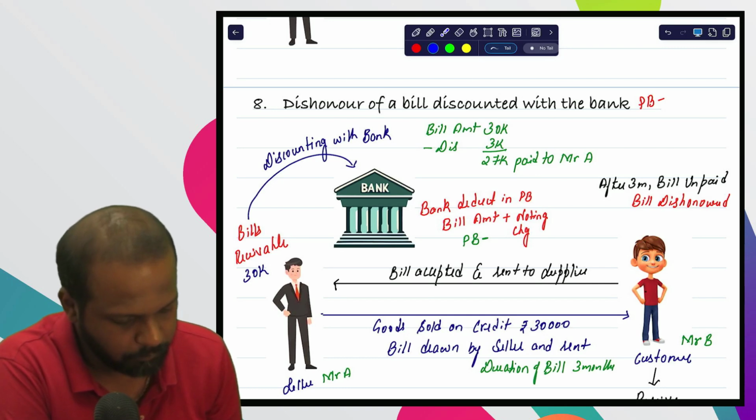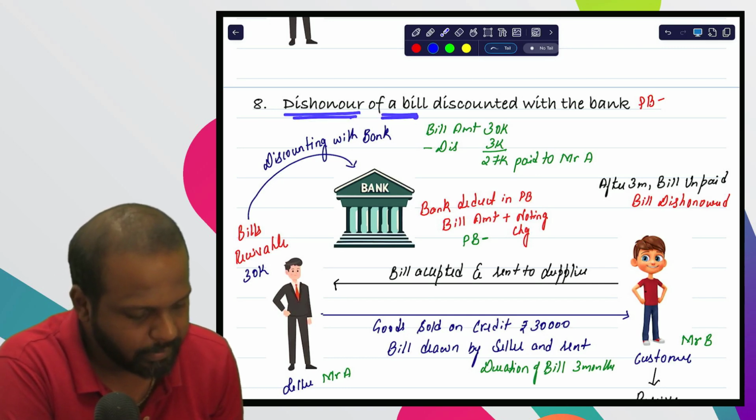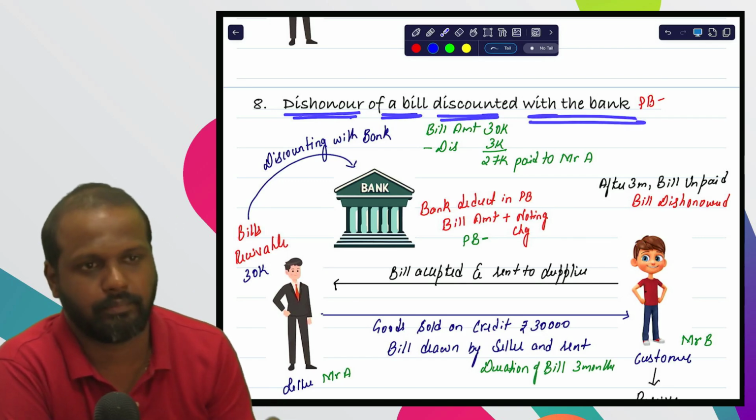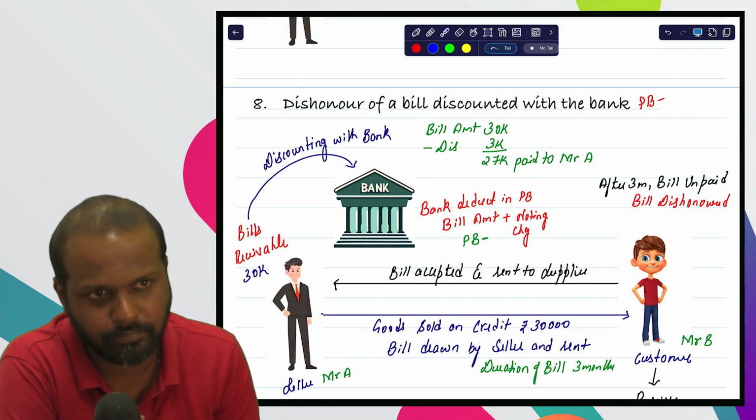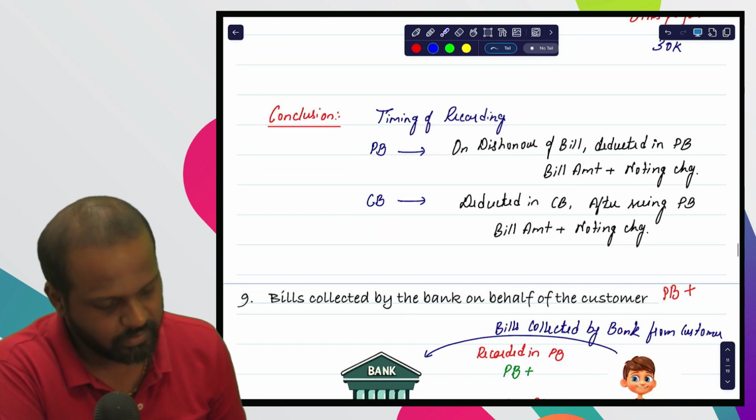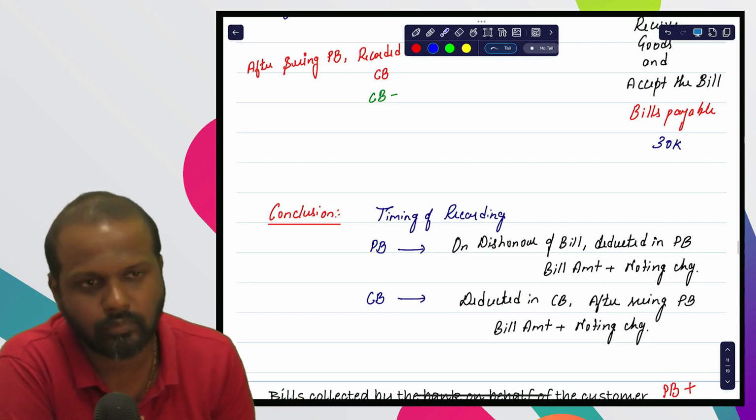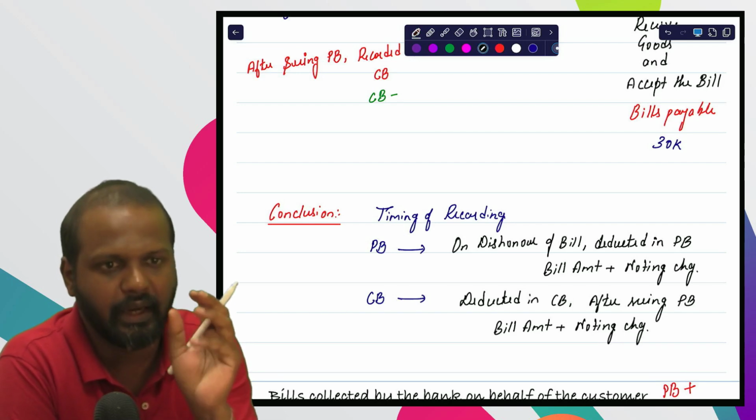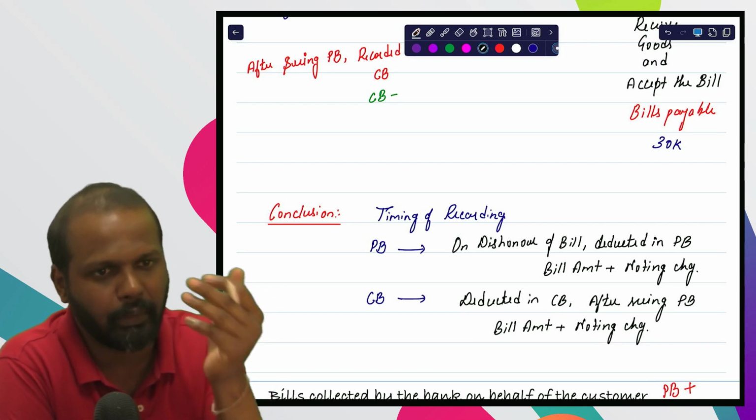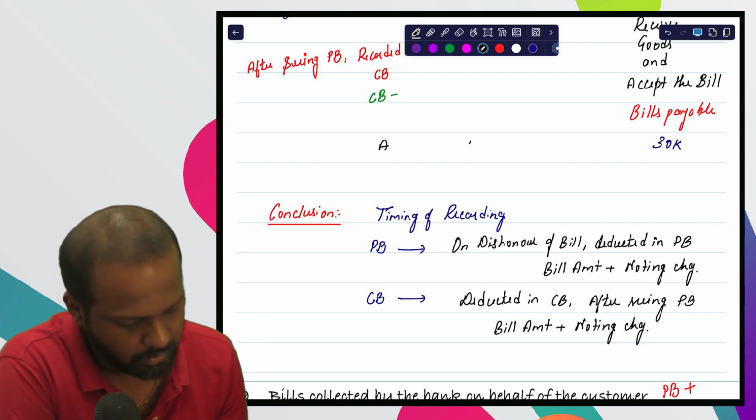Yes, now listen. Dishonor of a bill discounted with the bank. This is an important one. Now understand what that means. Let us take an example like this. Let us say I am A and you people are B.